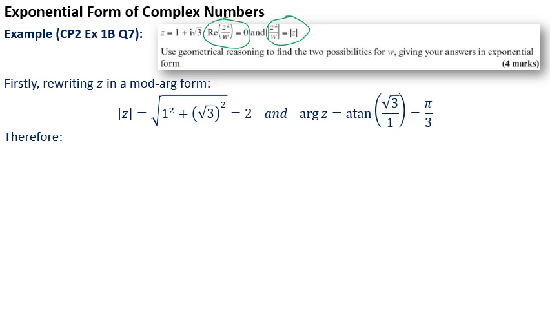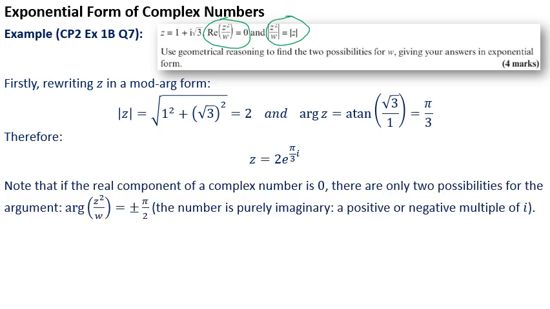But to say that the real component of a complex number is 0 is equivalent to saying that the argument of that complex number is either pi by 2 or minus pi by 2. It's either a purely imaginary number with a positive number of i's or a purely imaginary number with a negative number of i's. So we've got our value of z, and now we're going to start making sense of that. Real bit is 0. The two possibilities are plus or minus pi by 2. We're thinking of numbers like 17i or minus 24i. Those are numbers with a real component of 0.